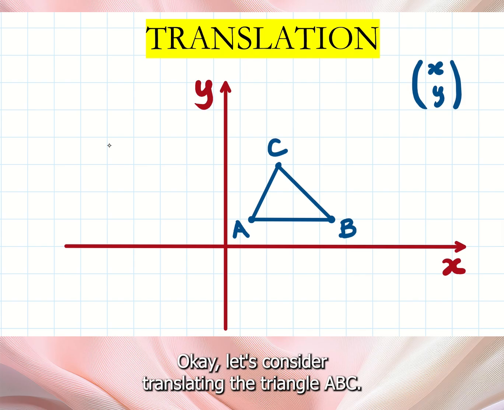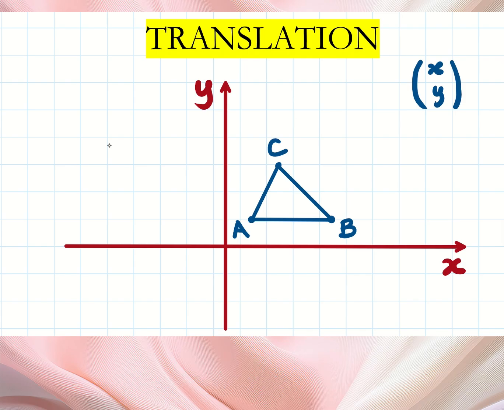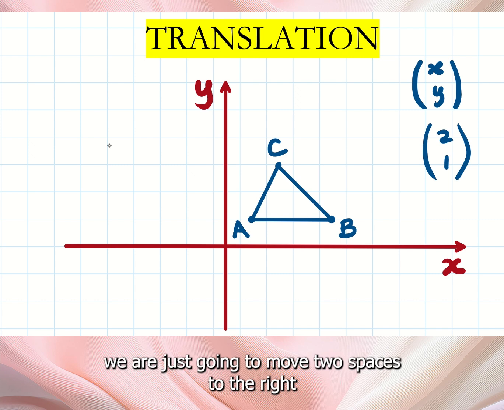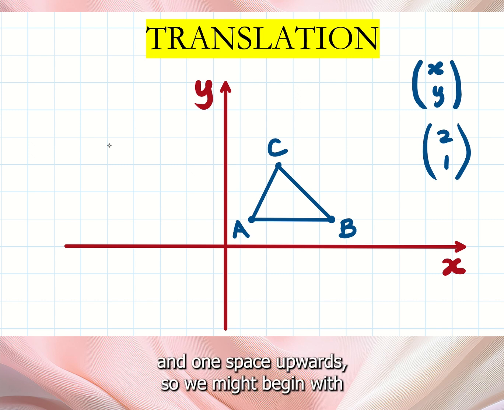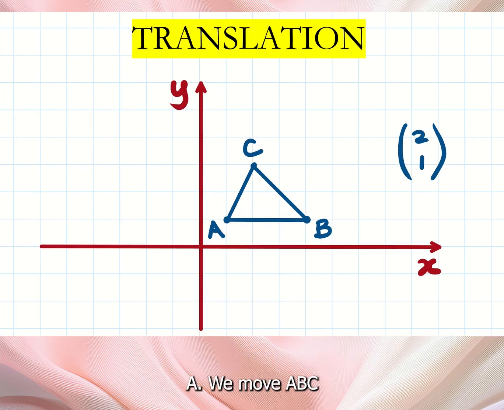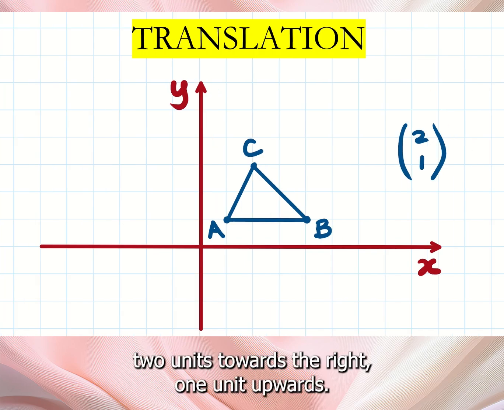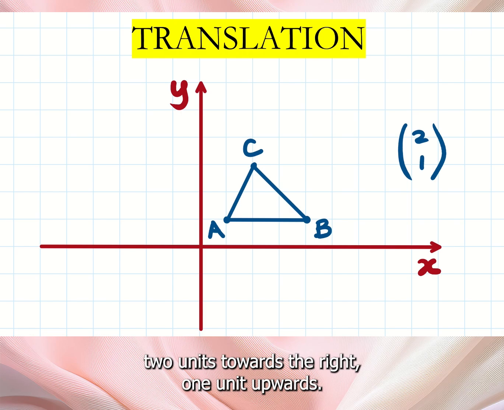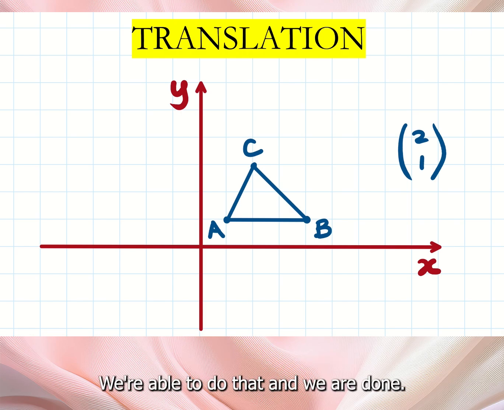Okay, let's consider translating the triangle ABC. Let's say we are told to translate this triangle through the column vector 2, 1. What it means is that we are just going to move 2 spaces to the right and 1 space upwards. So we might begin with A. We move A, B, and C 2 units towards the right, 1 unit upwards. We're able to do that and we are done.